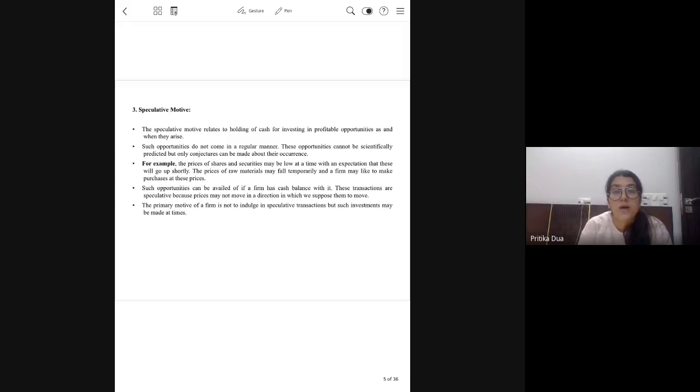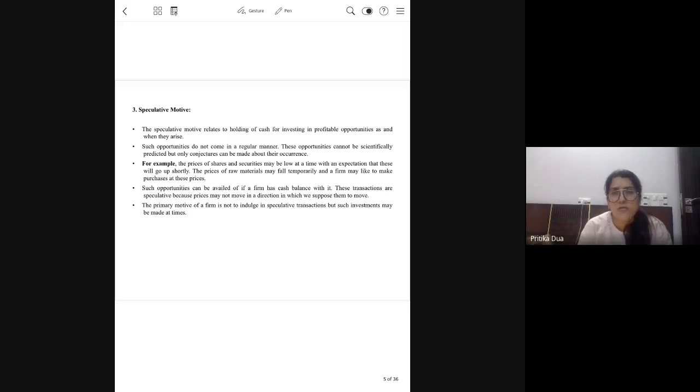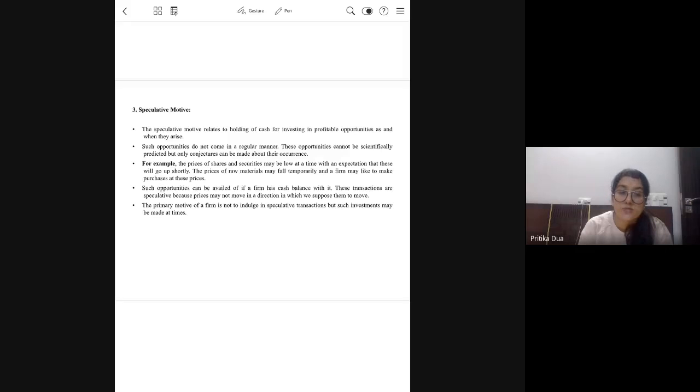Again, say you are sourcing raw material from a vendor, and that vendor is winding up, so he's offering bulk raw material at a low cost. So instead of taking your raw material as per monthly requirement, you now plan to take 6 months of raw material because the price offered by the vendor is very low. So this becomes a speculative motive for holding cash by the business.